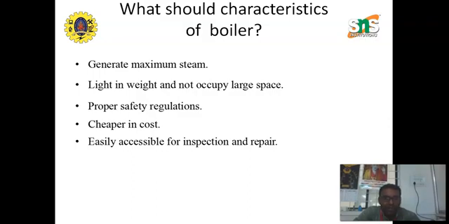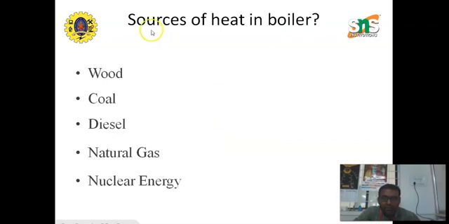It should generate maximum steam. That's the first point. And then it should be light in weight and not occupy a larger space. And it should have proper safety regulation, be cheaper in cost, and be easily accessible for inspection and repair.